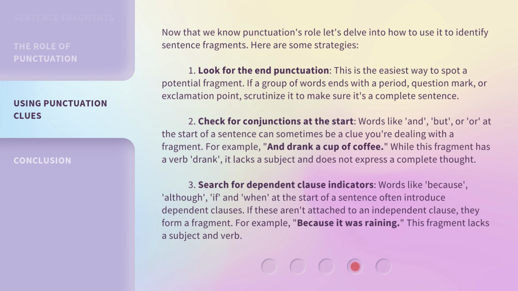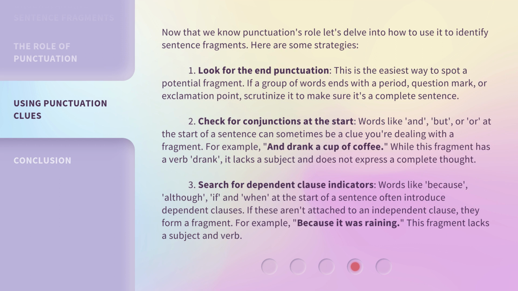2. Check for conjunctions at the start. Words like and, but, or at the start of a sentence can sometimes be a clue you're dealing with a fragment. For example, and drank a cup of coffee. While this fragment has a verb, drank, it lacks a subject and does not express a complete thought.